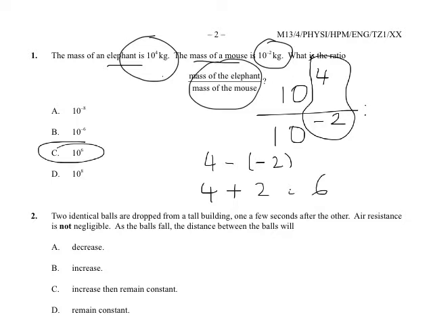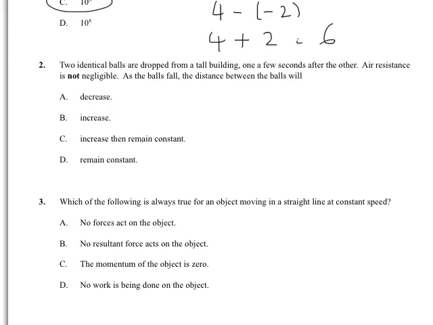Question 2. 2 identical balls are dropped from a tall building, one a few seconds after the other. Air resistance is not negligible. As the balls fall, the distance between the balls will do what? Well, the first ball will begin to accelerate immediately, but as its velocity increases, the air resistance will start to build up, and so its acceleration will decrease until it gets to a point where the acceleration equals 0, and at that point the velocity is constant.